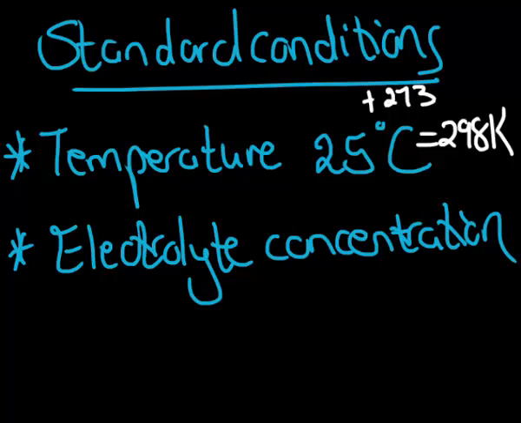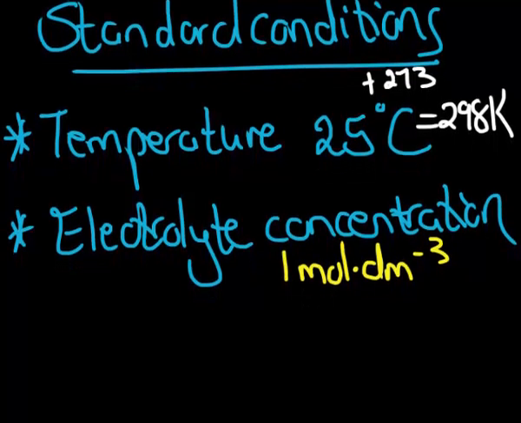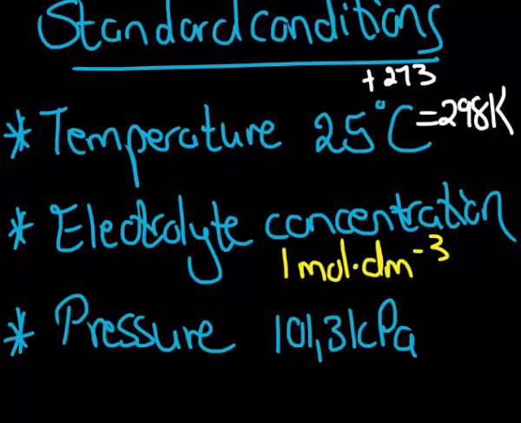Secondly, your electrolyte concentration, and remember, the electrolyte is that solution that contains the ions that can be broken down via an electrical current, and this must be 1 mole per cubic decimeter. Remember, mole per cubic decimeter is the unit for concentration, and it must be 1 mole in each case. And lastly, pressure must be at 101.3 kilopascals, or it can also be referred to as 1 atmosphere.